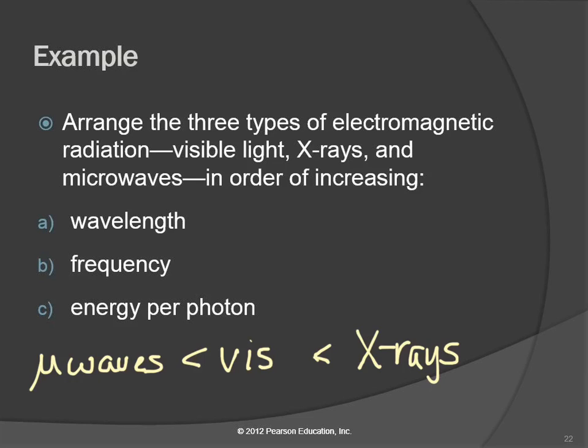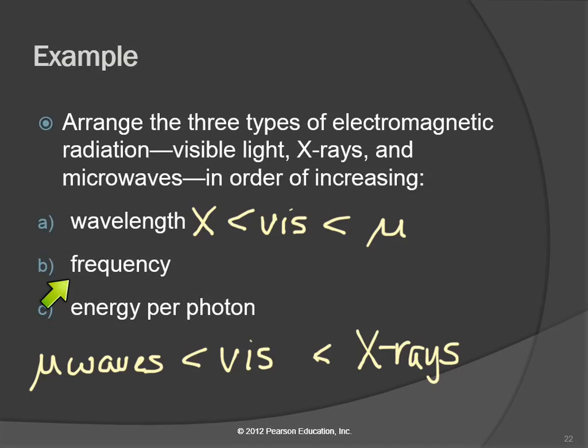Wavelength. Is it the long waves that are more energetic or the short ones? The short ones. So high energy, short wavelength. So it's asking for increasing. So I want the short wavelength first. The short wavelength is the one that had the high energy. So it'll be the X-rays, and then the visible, and then the microwaves. The order, wavelength and energy are opposite.